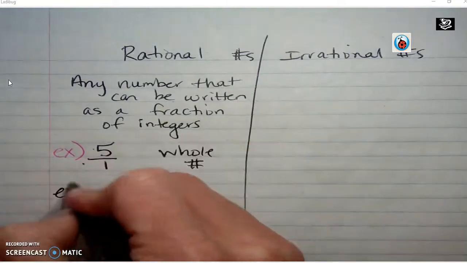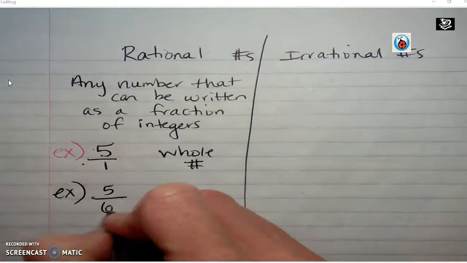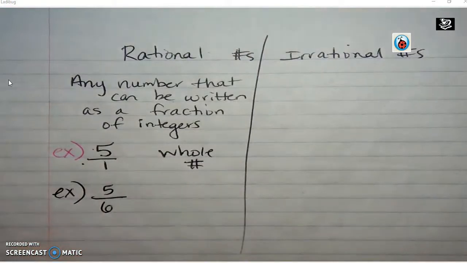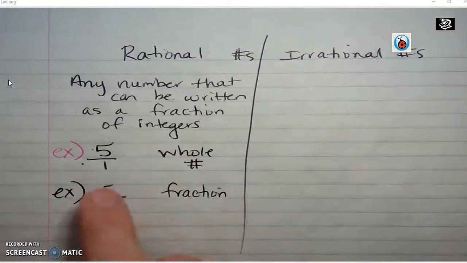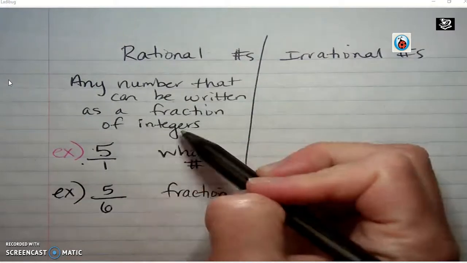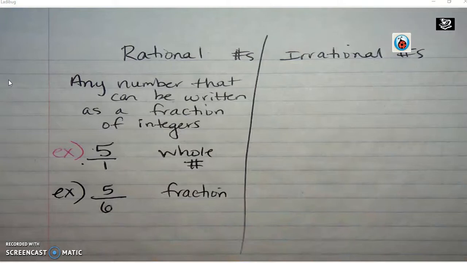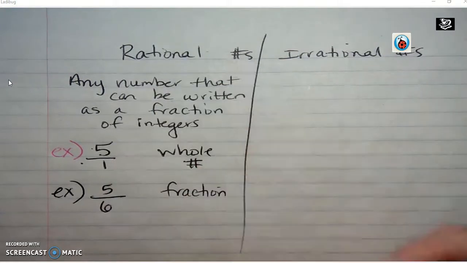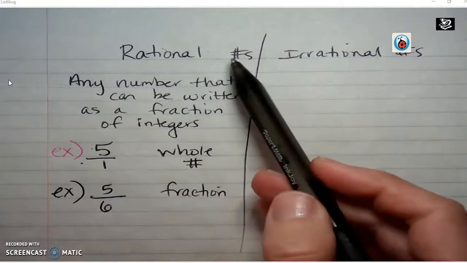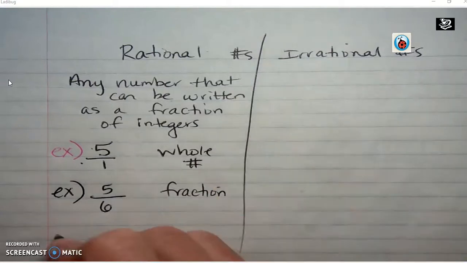Okay. What about the fraction 5/6? Yes, this fits perfectly the definition. It is a fraction of integers. All right. So that one is also a rational number. Okay. So fractions are going to be rational numbers. Fits the definition. All right.